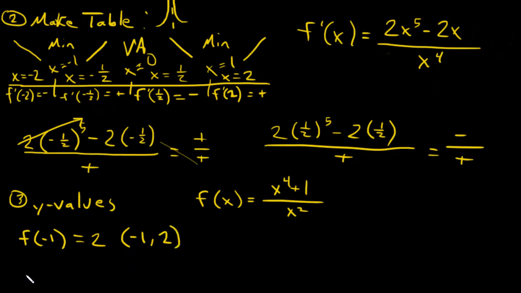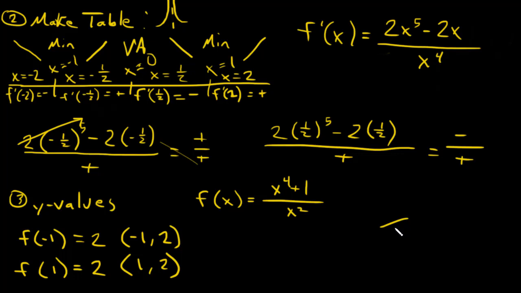And then for positive 1, well, still going to be 1 plus 1 over 1, which is 2 again. So this is going to be at 1, 2. All right. So now we can sketch out this graph, and just keep in mind, this is a minimum, this is a minimum, okay? So let's clear this and sketch this out.